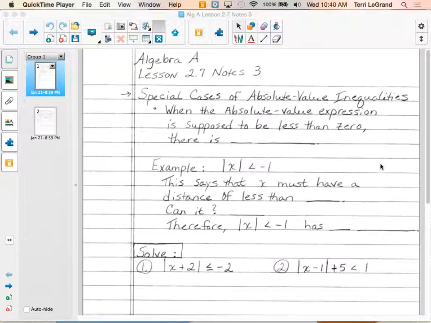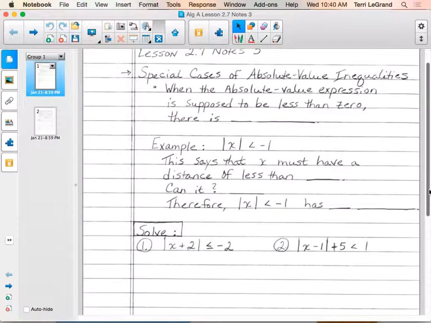Absolute value says what? What one word should you think of when you hear the words absolute value? Distance. That should automatically come to mind. Absolute value, oh, that's talking about distance. Distance from where? 0. From 0, right. So we're going to still be solving absolute value, and we're going to still be solving inequalities. So, special cases of absolute value inequalities.